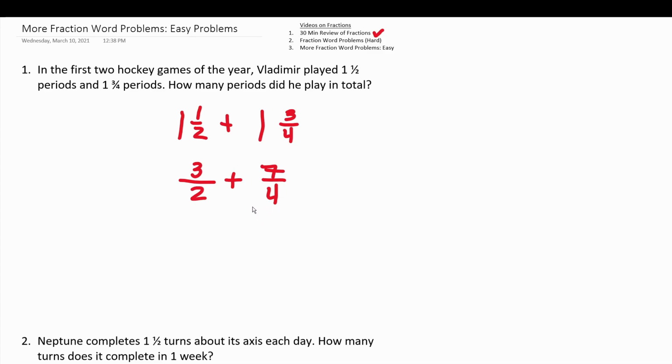As you may recall, you can only add fractions if they have the same denominators. In this case, we have a denominator of 2 and a denominator of 4. So our goal here is to rewrite either one or both these fractions such that they have the same denominators. And this is pretty easy to do. 2 and 4 share a common factor of 4. So we're going to rewrite these fractions such that they have a common denominator of 4.